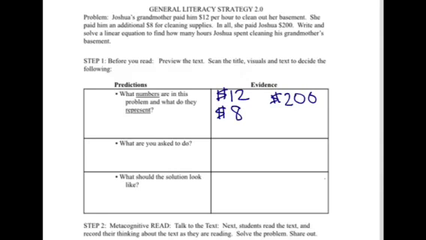All right, my next prediction, what are you asked to do? A lot of times in math, the question sentence begins at the end. So I'm looking for the last sentence, starting with the word write. It says, write and solve a linear equation to find how many hours Joshua spent cleaning his grandmother's basement. So right there I have my two directions. I need to write some sort of equation, and then I'm also going to need to solve that equation.